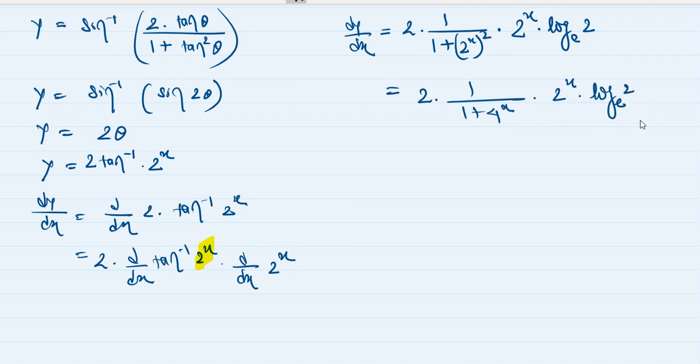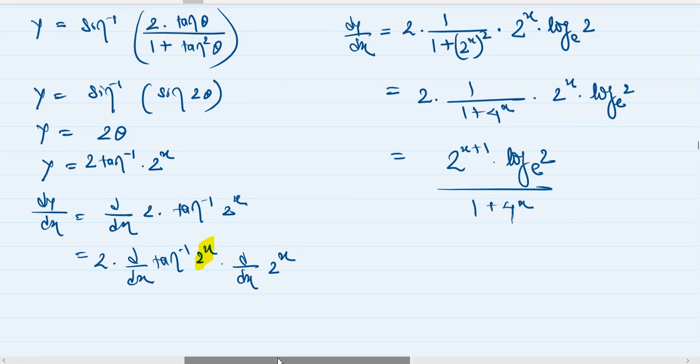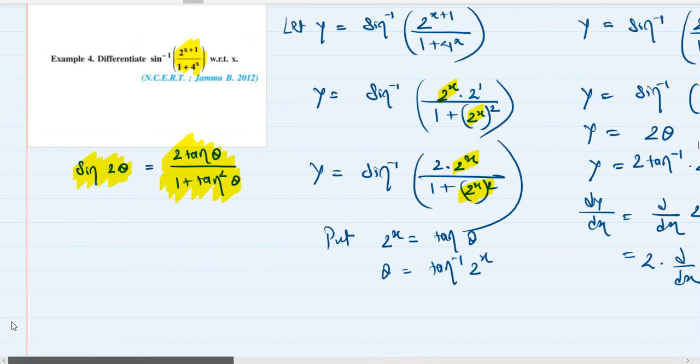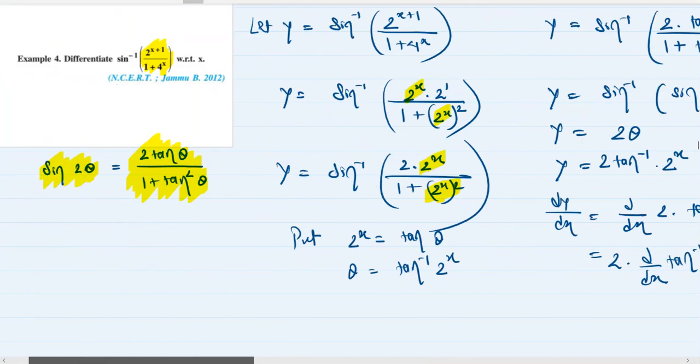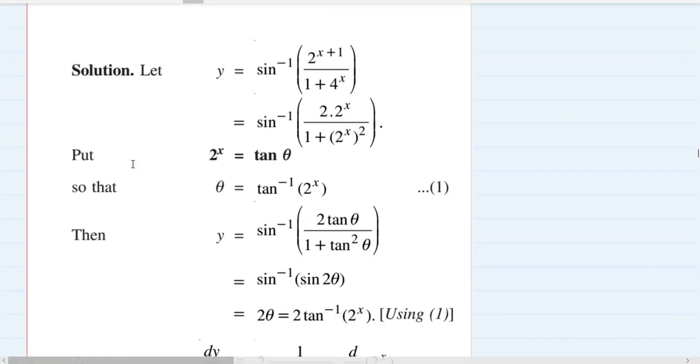You can bring them together. If you want, you can bring the whole thing together and simplify. Like here we have 2 and 2 raised to x in multiplication. So you can write it as 2 raised to x plus 1 multiplied by log of 2 to the base e, the whole upon 1 plus 4 raised to x. If you don't write to the base e, that is also fine, because here it is understood that this formula is only for natural logs. Correct? So this is the whole solution, differentiation.